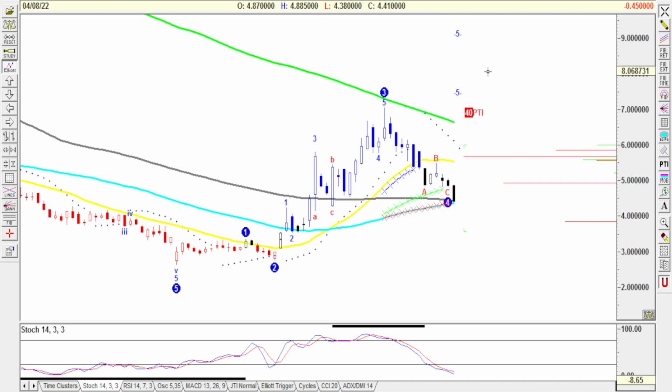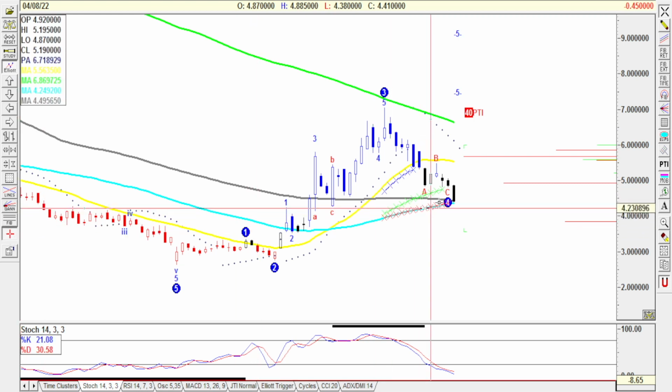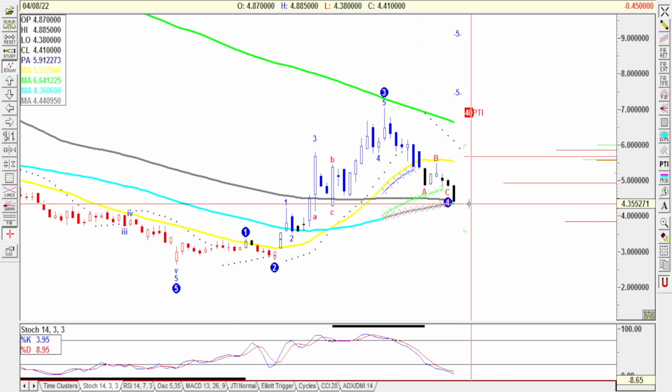Okay, this is our Elliott Wave chart. As you can see, we hit a wave 5 and we hit a 1, 2, 3. And right now we're in the process of making a wave 4. Let me put this indicator here. So a couple of things I'm noticing here. We have the 50 SMA right here, the 100.